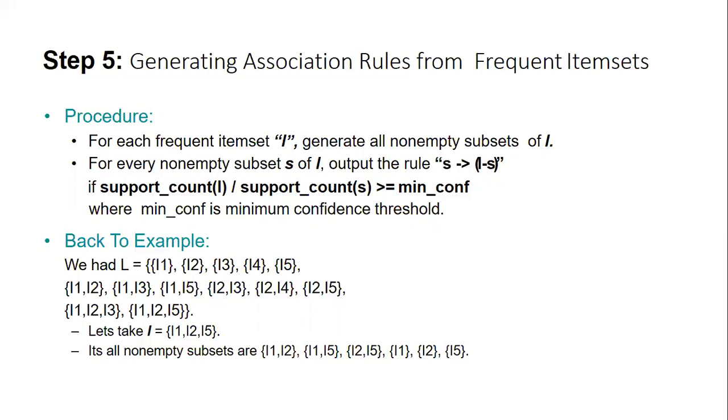So the association rule will be of this kind. If the frequent item set is L, then generate all non-empty subsets of L. For every non-empty subset S of L, output the rule in this form: S implies L minus S, if the support count of L divided by the support count of S is greater than or equal to the minimum confidence. The minimum confidence given for this problem is 70%.